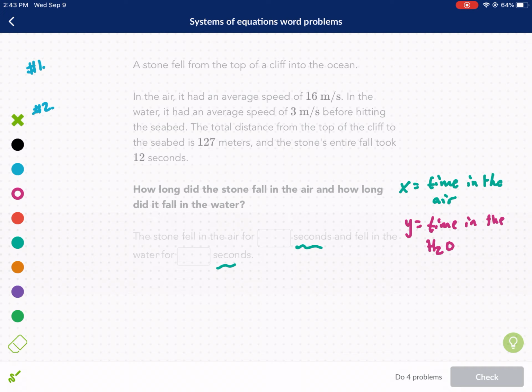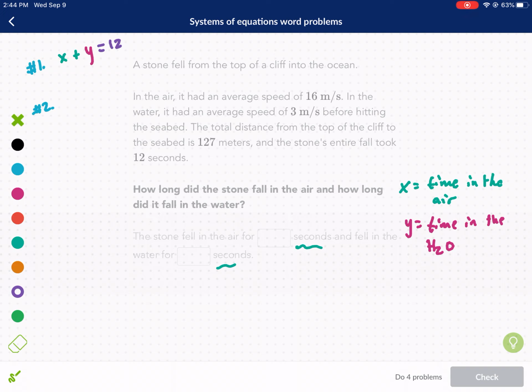Our first equation could be very simple. It could just be this then. Number one, x plus y, the time in the air and the time in the water, will be the total time. And the stone's entire fall took 12 seconds. So we know this is equal to 12. So that's our first equation. Obviously, it doesn't do us any good to just have that one, so we need another equation.